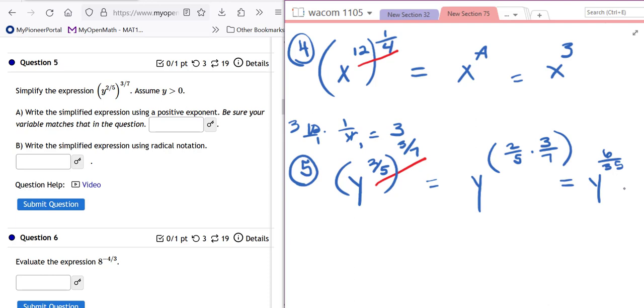All right, let's see. Right with the positive exponent. So this should be our answer to this. Write the simplified expression using radical notation. So to switch to radical form, the index would be 35, and underneath you would have y to the 6th. That is simplified. The exponent underneath cannot be as high or higher than the index.